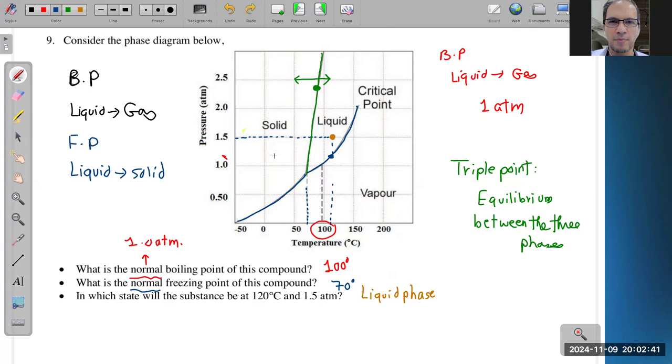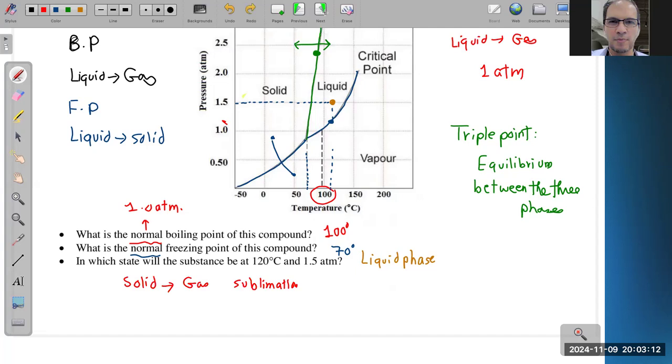What happens, Yasin, when you go from this point to this point directly? What do we call this? From here to here, what do I call this physical change? From solid into gas directly, I will call this sublimation, right? Sublimation is changing from solid into gas directly without passing through the liquid. So going directly is sublimation. Okay.